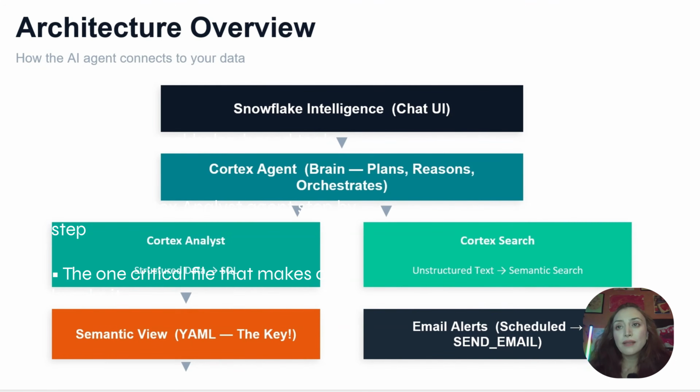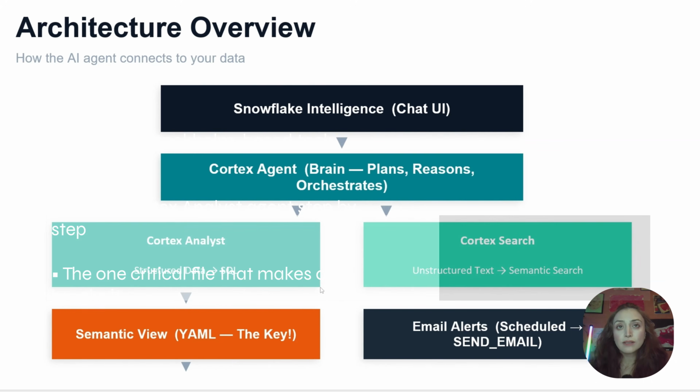Before we build anything, let's look into the architecture and understand how all of those pieces work together. So on the top level, we have Snowflake Intelligence. This is a chat like ChatGPT, but it is based on your Snowflake data. Underneath this exists Cortex Agent, which is the brain. It plans, reasons, and orchestrates. It is connected to an LLM model. Underneath that, we have Cortex Analyst and Cortex Search.